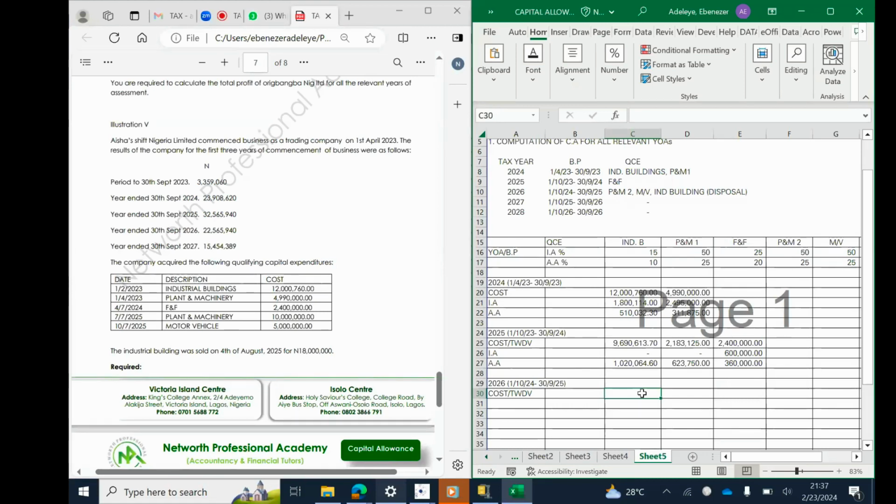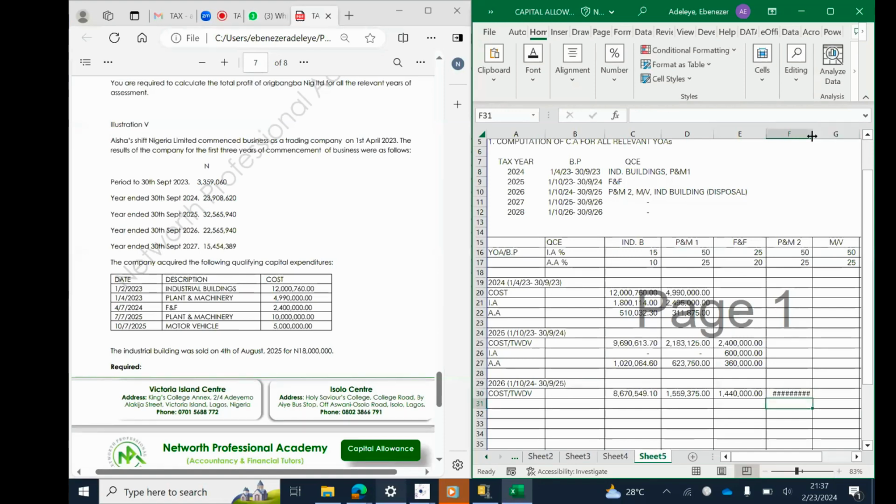For industrial building, what do we have? We have tax written down value, which would be this minus this, right? It will be the same thing for this because it's also the second year. But here we have to remove this minus this minus this. And we now have a new plant and machinery, which will now be cost. What is the cost of the new plant and machinery? It's 10 million naira, right?